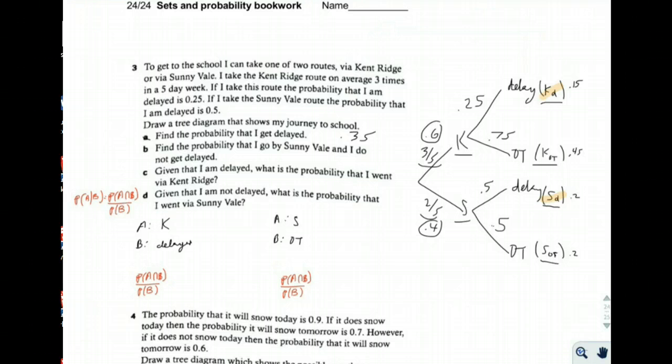Find the probability that I go by Sunnyvale and I do not get delayed. So Sunnyvale on time, that would just be this one, right? That would be 0.2.